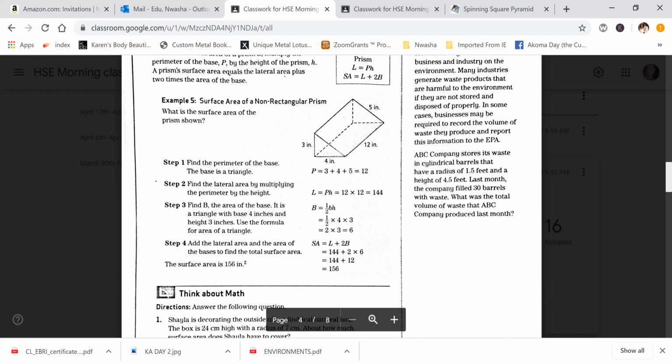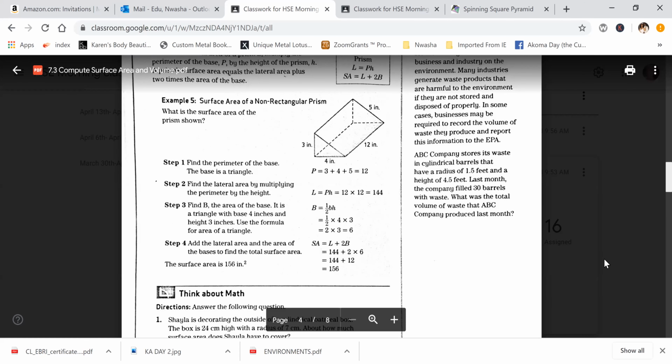So for the base of the pyramid, they're looking at the cross section. So if they're looking at the perimeter of the base, they have to use the number 3 and the number 4. Those are the two legs of that triangle.